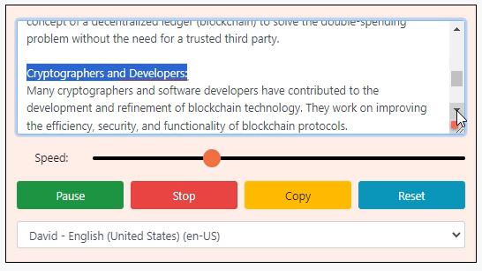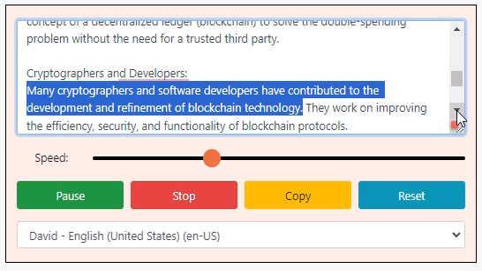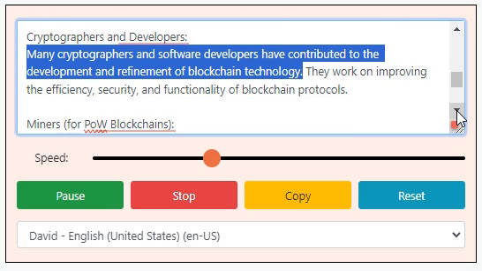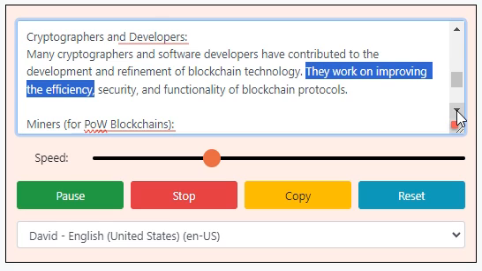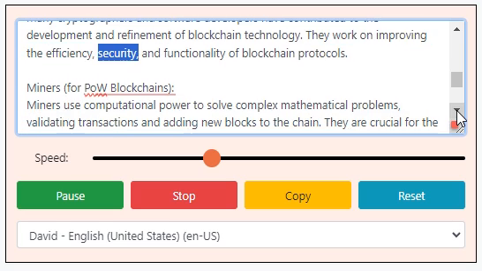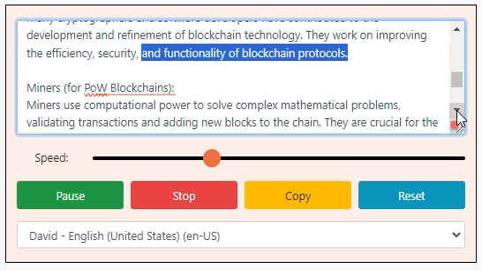Cryptographers and developers. Many cryptographers and software developers have contributed to the development and refinement of blockchain technology. They work on improving the efficiency, security, and functionality of blockchain protocols.